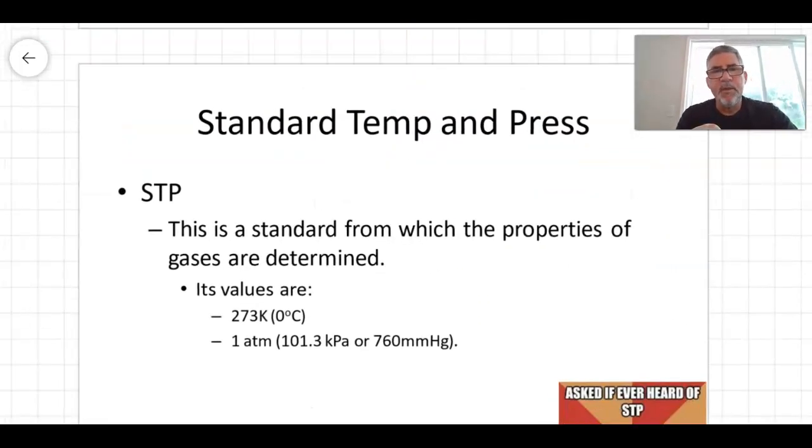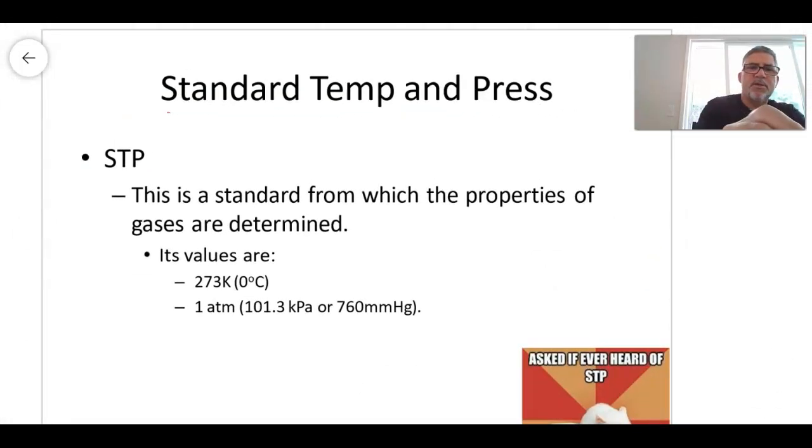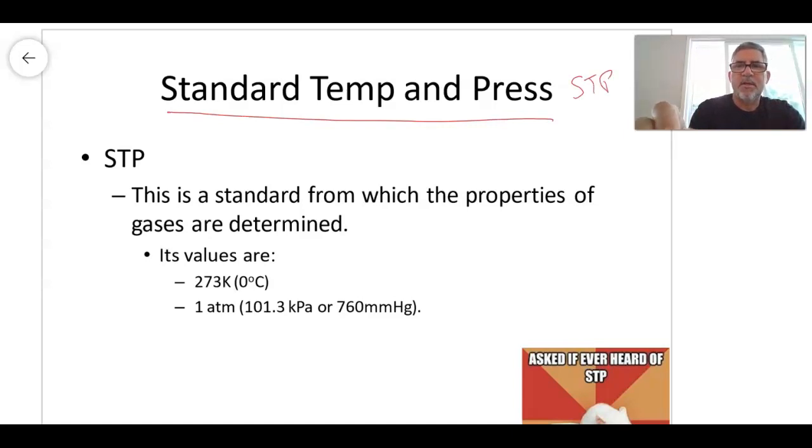Okay. And the last is standard temperature and pressure, often called STP. We talked about that when we talked about moles, right? Still the same thing, right? The values for this, right, 273 degrees Kelvin or 0 degrees Celsius, and then 1 atmosphere of pressure, which remember is 101.3 kilopascals or 760 millimeters of mercury, or torr if you see the word torr.